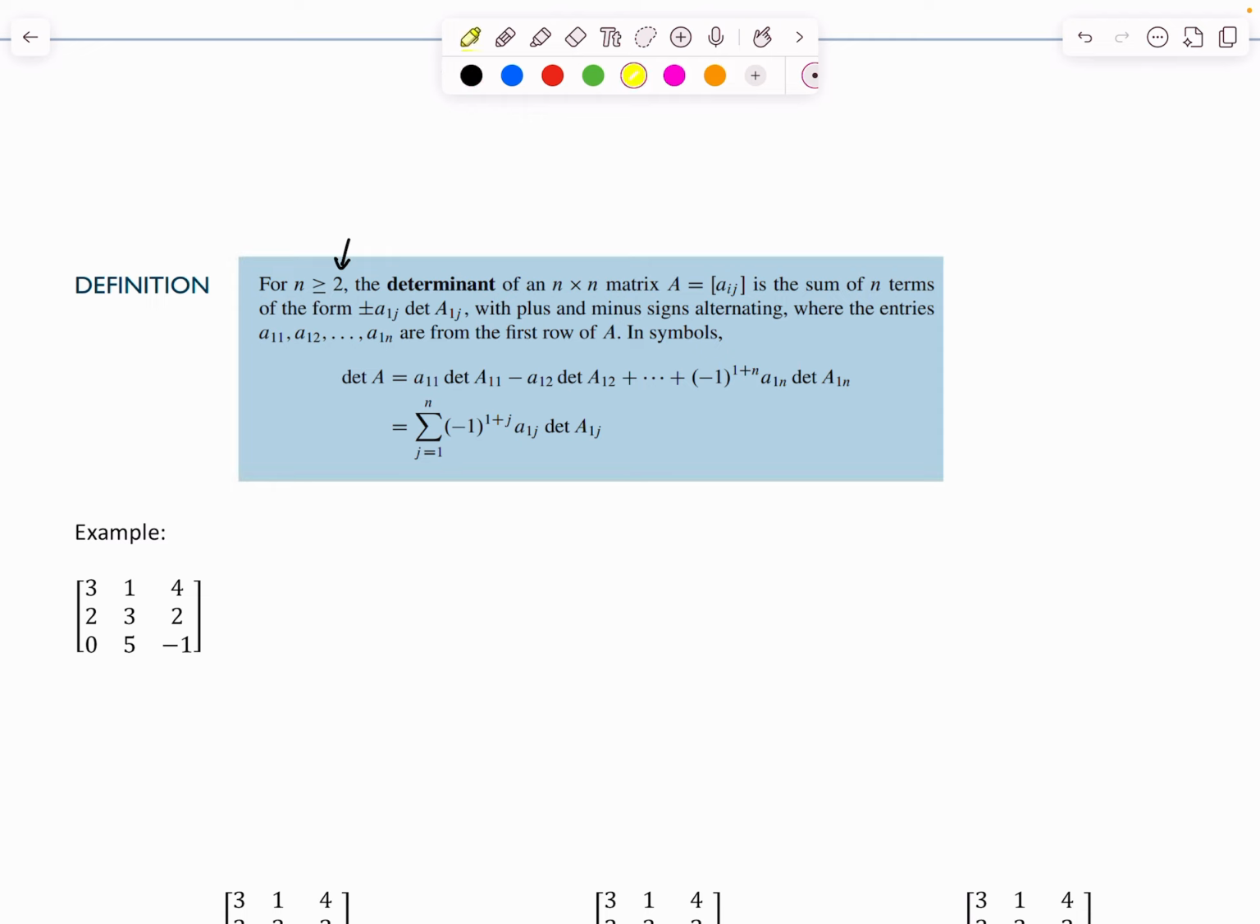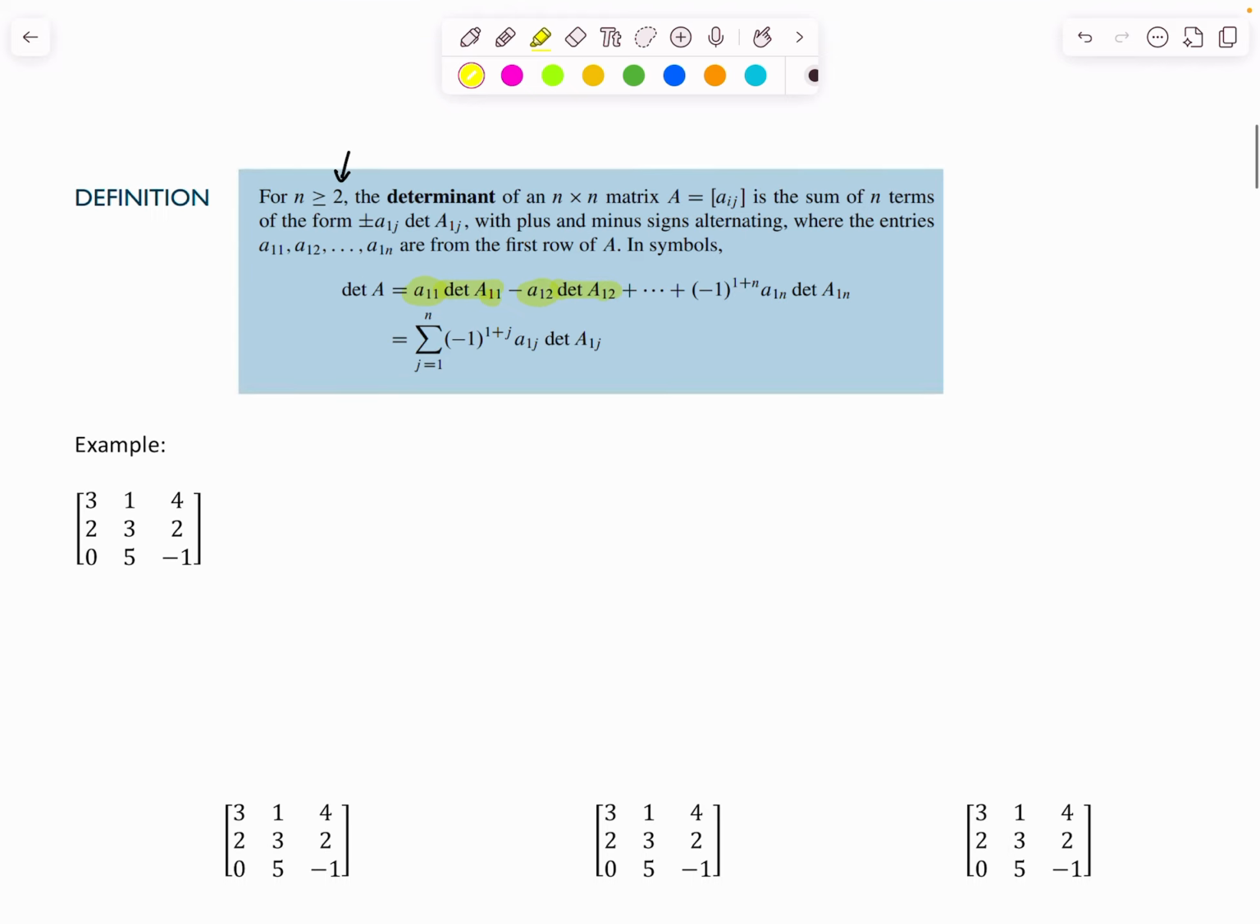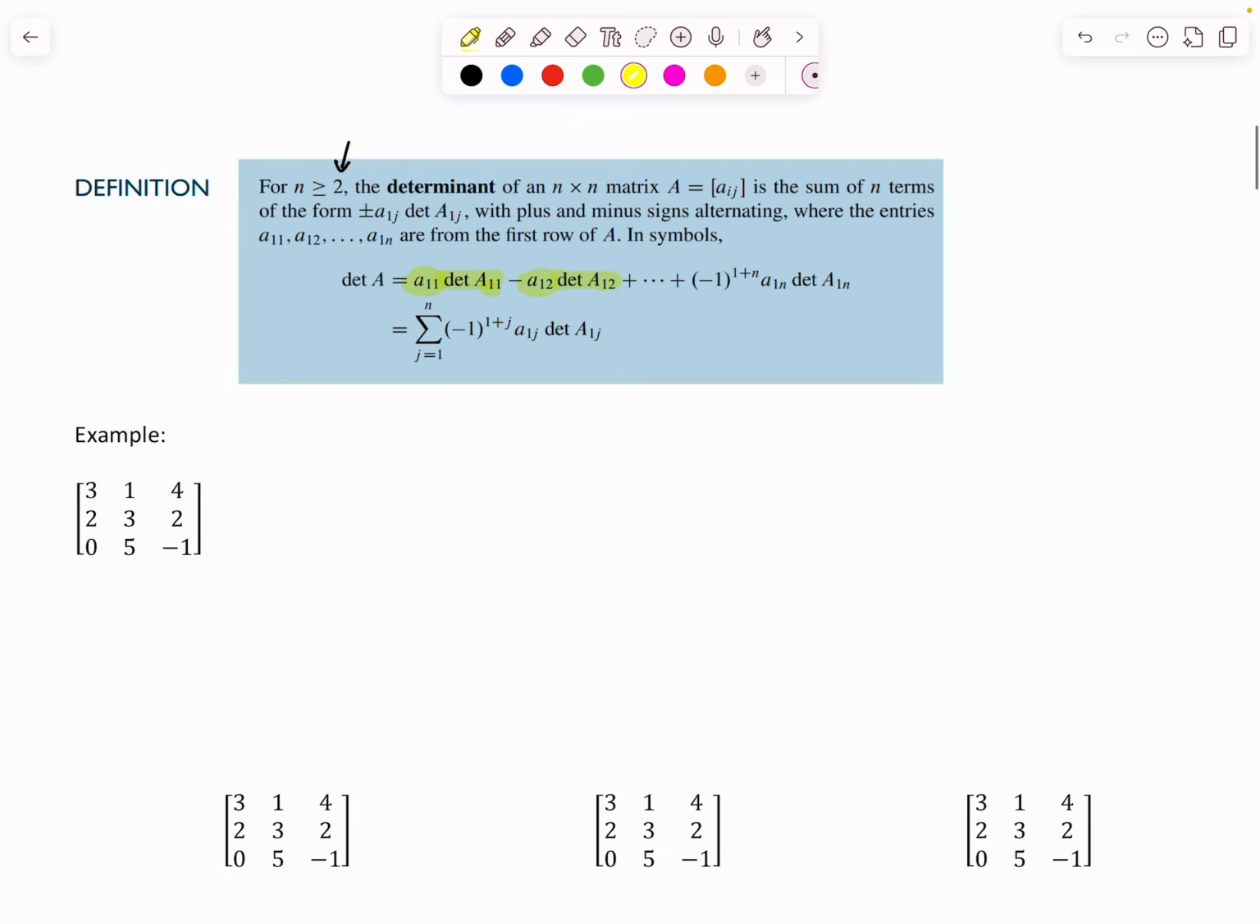the determinant of A is you take the first entry and multiply it by the determinant of the submatrix you get by deleting row 1, column 1, and then you do minus the next entry times the determinant of the matrix if you remove row 1, column 2, and you work your way across. So here's an example. I'm going to do it using this crazy notation.